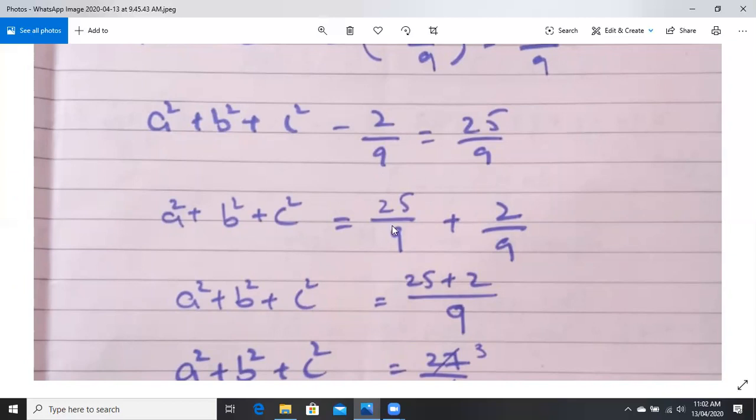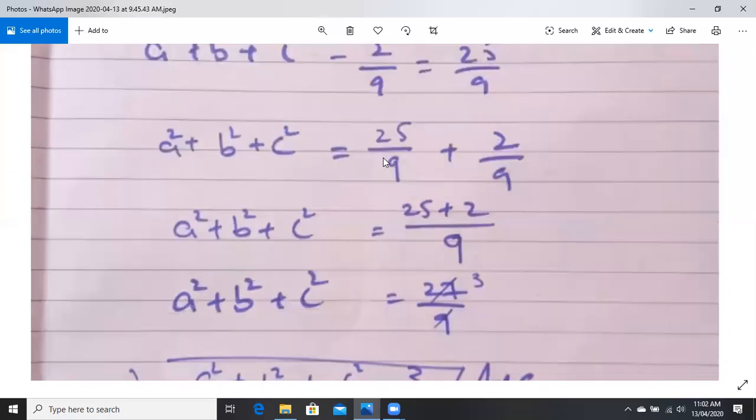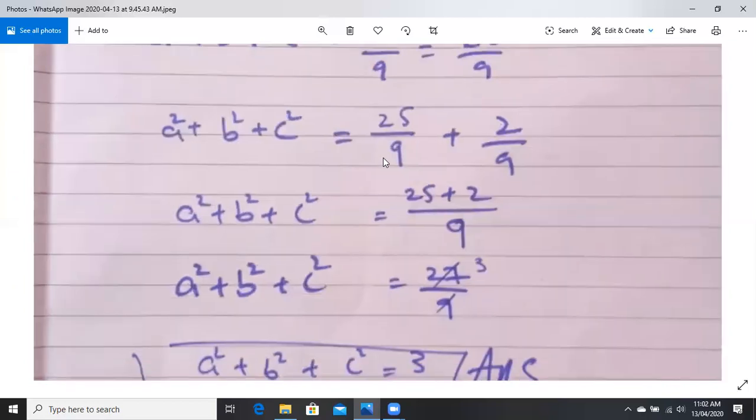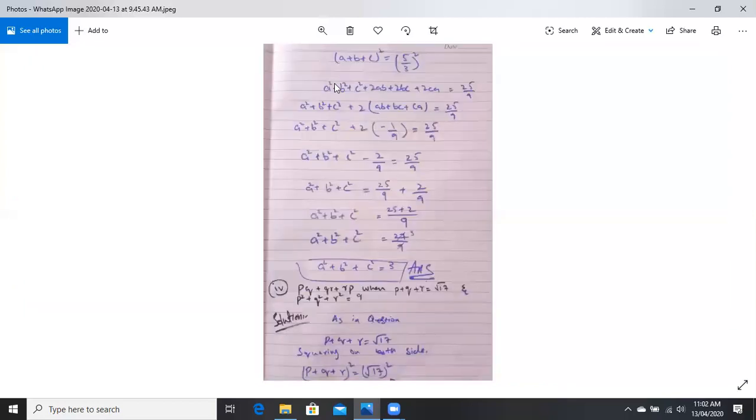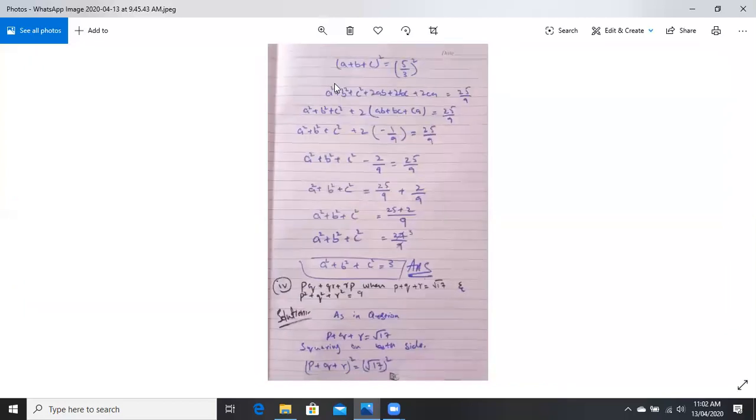So 25 by 9 plus 2 by 9. So LCM is 9, and 25 plus 2 is 27. 27 by 9, which is 9 times 3 is 27. So the answer is 3. a square plus b square plus c square equal to 3. So this is the easiest question, and its next part, which is the third part, question number 5, you have to solve by yourself.